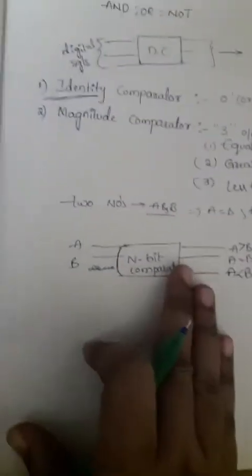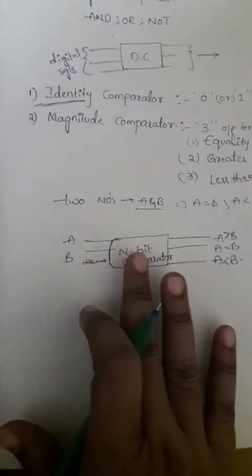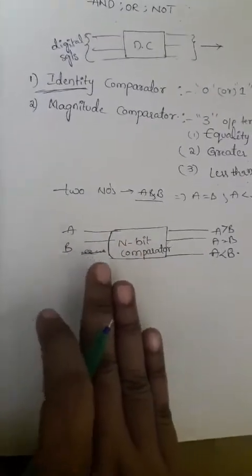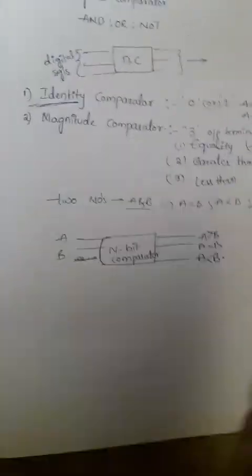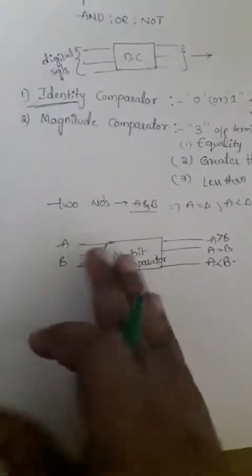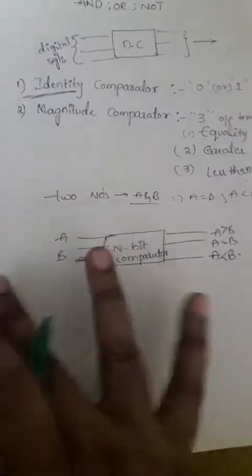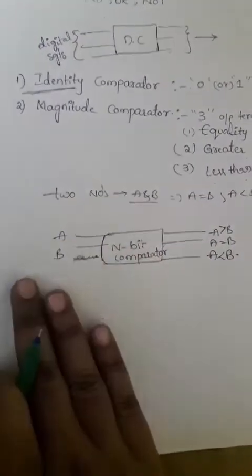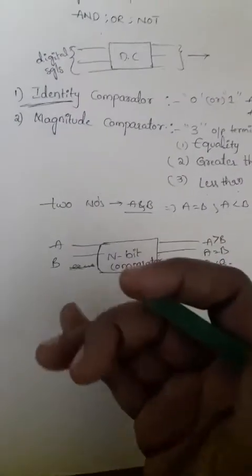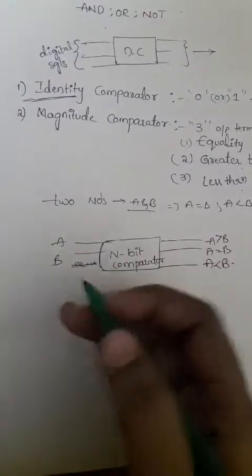So this is the n-bit comparator, which may be a 1-bit comparator, 2-bit comparator, 4-bit comparator or 8-bit comparator; like that you can substitute n values. This is the general block diagram of the magnitude comparator. Now I will explain: in the place of n I will take a 1-bit comparator, 2-bit comparator, 4-bit comparator.